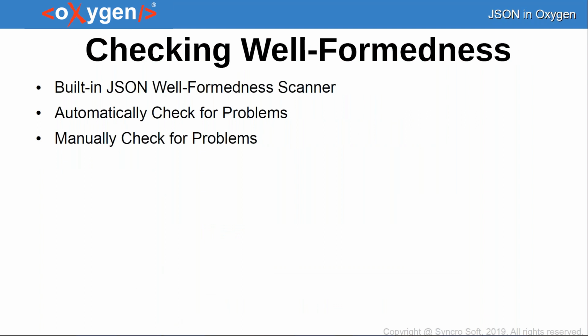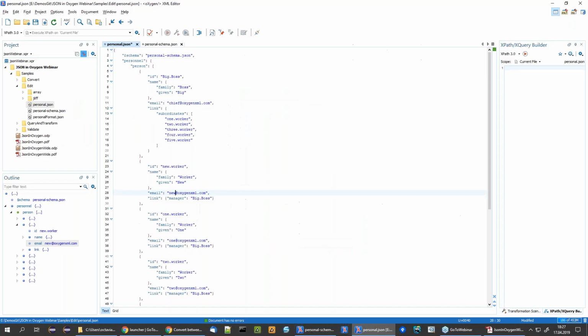Let's start with the check well-formedness. So in Oxygen, there is a well-formedness scanner that checks if the JSON document is valid according to the JSON specification that you can find on json.org. And it also automatically checks for problems when you type or when you make a mistake. But you can also use this action and invoke it manually. Let's switch to our file.